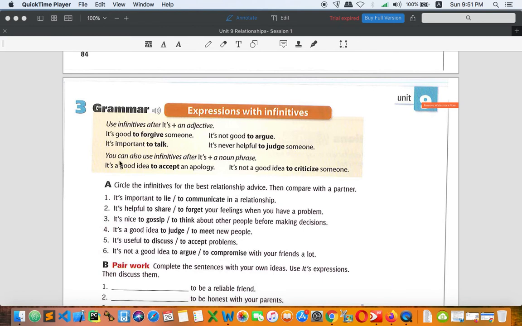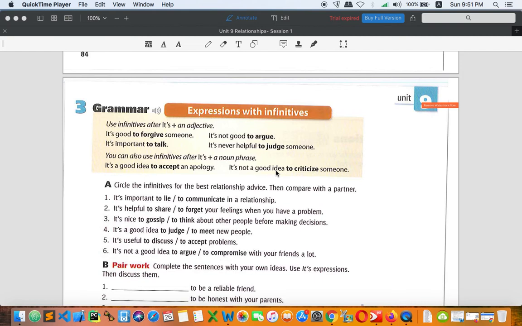Okay, and you can also use a noun phrase. Okay, you don't need to use an adjective alone. You can use a noun phrase. You can also use an infinitive after it, plus a noun phrase. Just an example right here. It is a good idea to accept an apology. Okay, and the noun phrase is a good idea. It's not a good idea. It is an important idea. All right, it is a good way. All right, so this is about noun phrases.